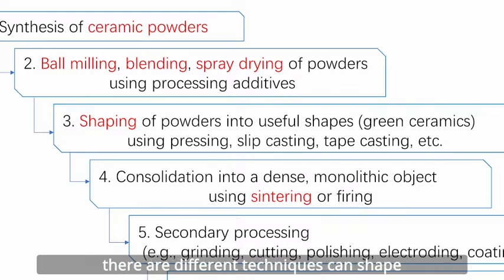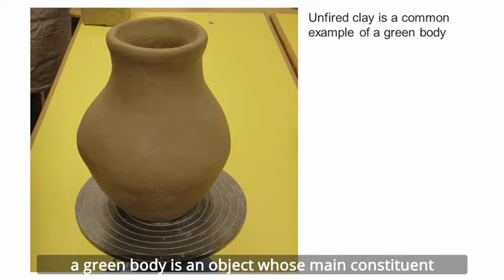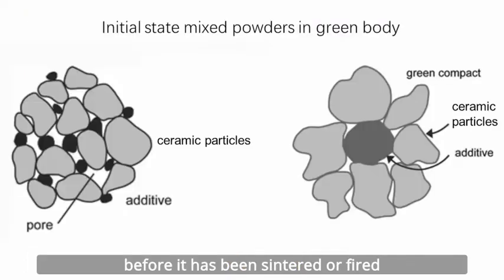There are different techniques that can shape the ceramic powders into the green body, such as compaction, tape casting, extrusion, slip casting, and injection molding. A green body just mentioned is an object whose main constituent is weakly bonded ceramic powder before it has been sintered or fired. It comprises a mixture of the ceramic particles and various organic or inorganic additives.